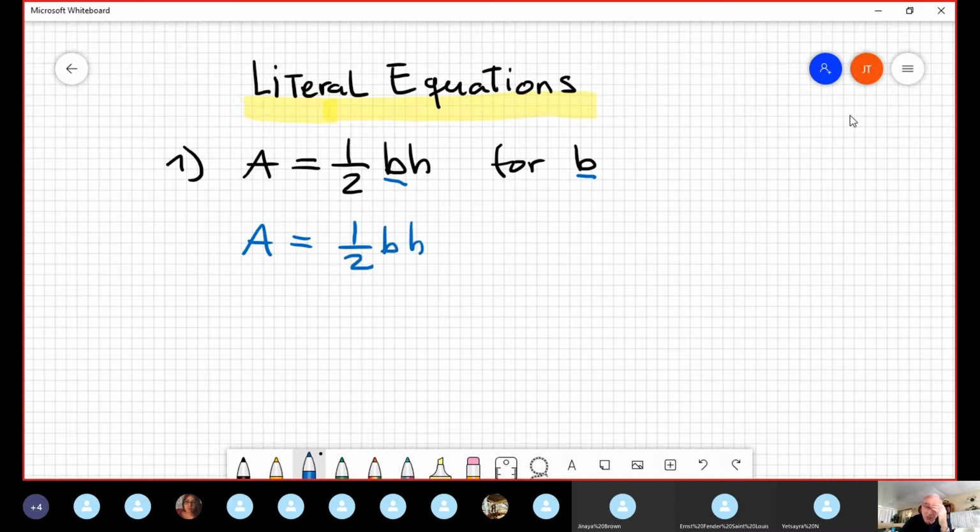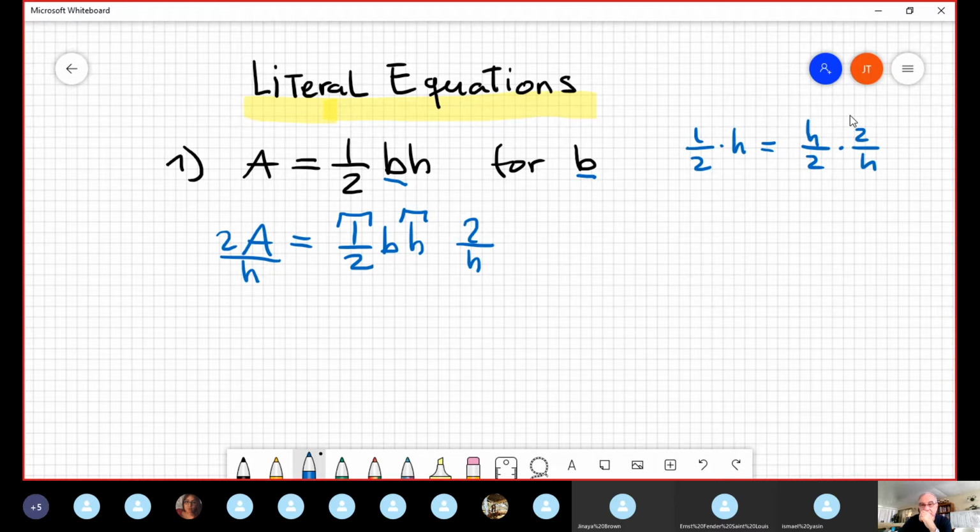So I propose something with algebra. If you want to isolate B, you multiply by the reciprocal. The reciprocal is 2 over H, on both sides. Look, the thing I want to eliminate is 1/2 and H. You can consider 1/2 and H like H over 2, and its reciprocal is 2 over H. Because when you multiply H over 2 times 2 over H, the answer is obviously 1.